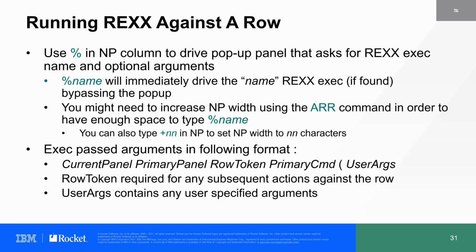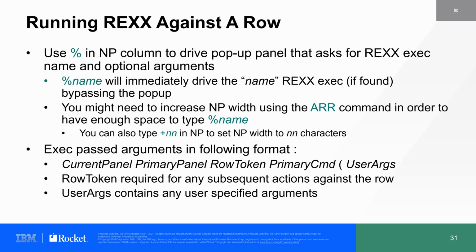There's a special field on the ARRANGE pop-up that says how wide you want MP to be, and you can do like 10, 12 characters. Or you can actually just type plus NN in the MP field, and that will set the MP width to that many characters as well, to enable you to type in this REXX exec that you want to run. So the exec then that is invoked gets passed arguments in the following format.